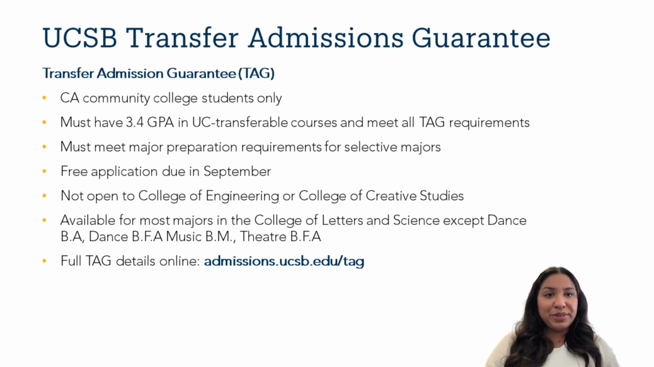The UC Transfer Admission Guarantee application is available through the UC TAP tool, and you're able to submit that from September 1st to September 30th. Make sure that you're also submitting a UC application to that same campus with the same selected majors. More information on TAG can be found through our admissions website or by visiting the TAG matrix to view TAG requirements across the UC system.